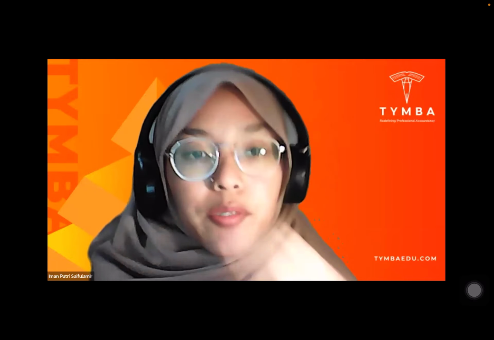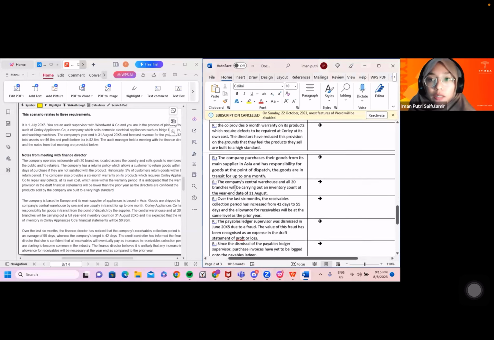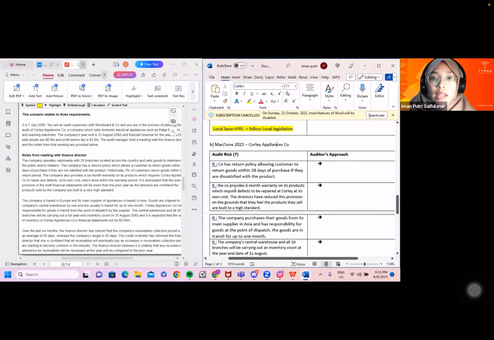Let me share my screen. Okay, so I have actually discovered 9. There are 9 audit risks within this question, even though they actually just ask for 7. Usually, in most cases, they will give more.